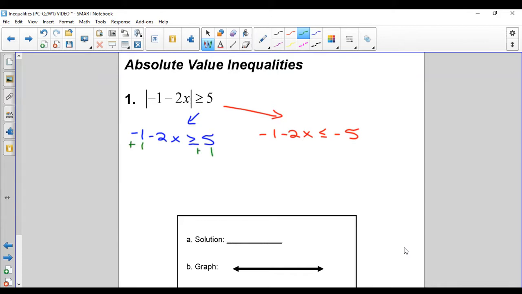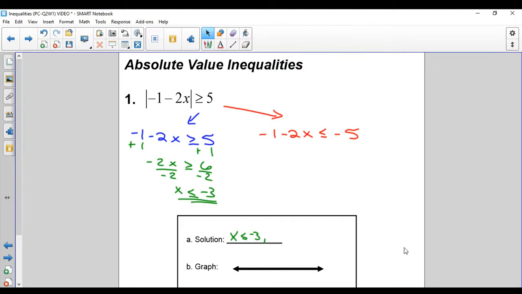Add 1, negative 2x is greater than or equal to 6. Dividing by a negative 2. Remember, when you divide by a negative, the symbol flips. There's one solution: x is less than or equal to negative 3. Let's find our other one.